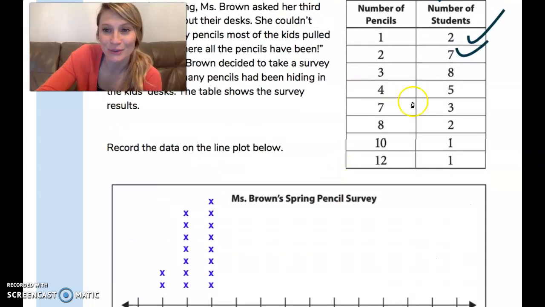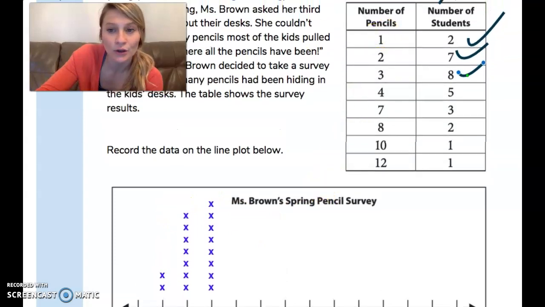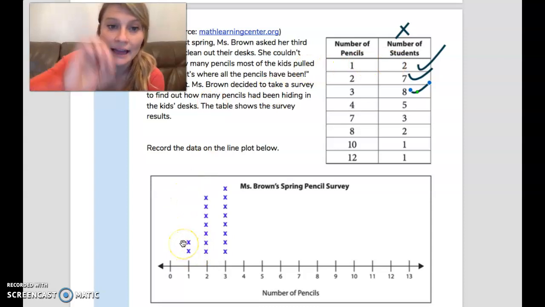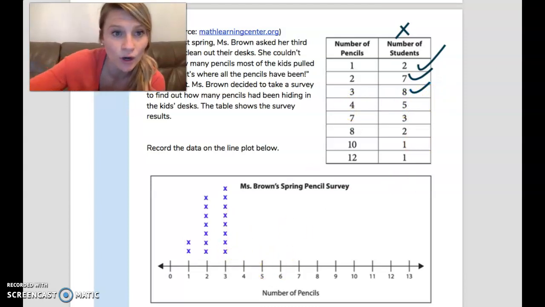Okay, so let me make sure. We have 8 kids who had 3 pencils, 7 kids who had 2 pencils, and 2 students who only had 1 pencil. So the X's stand for students. Let's go ahead and do another one. So 5 students had 4 pencils. So I got to go to the number 4, and I got to put 5 X's.